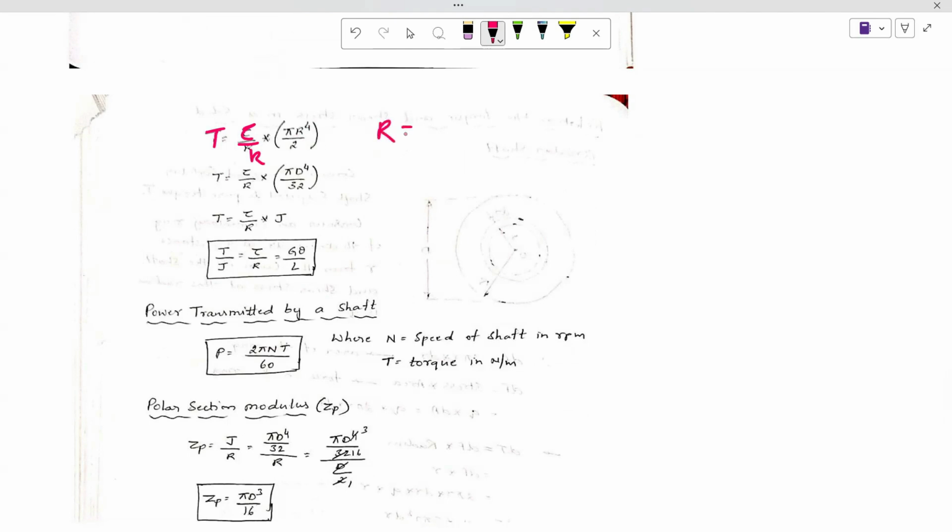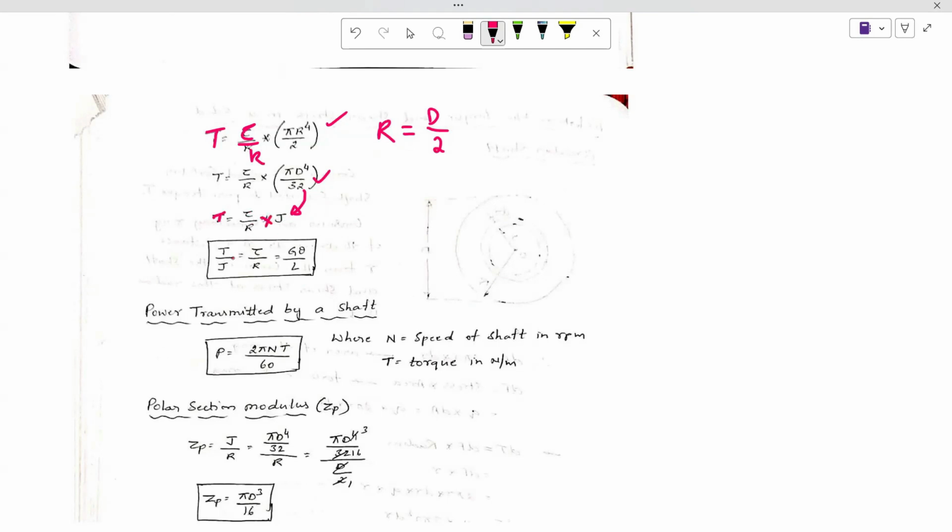So here take R is equal to d by 2. When you substitute that value in this equation, it will be pi d to the power of 4 divided by 16 into 2. That will become pi d to the power of 4 divided by 32. So this value will be J. J is nothing but polar moment of inertia. So T is equal to tau by R into J.